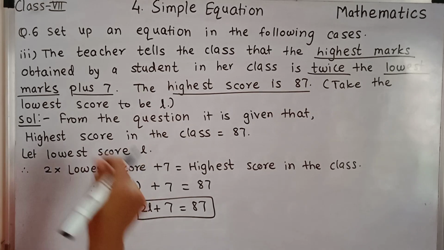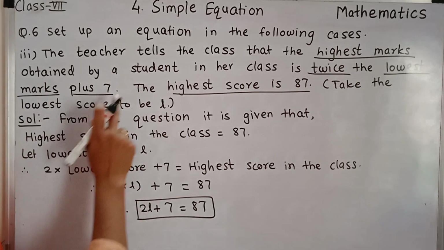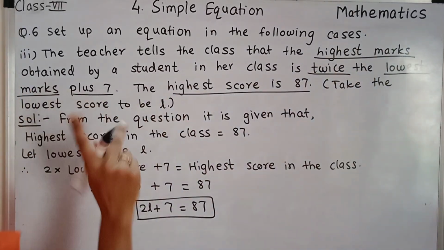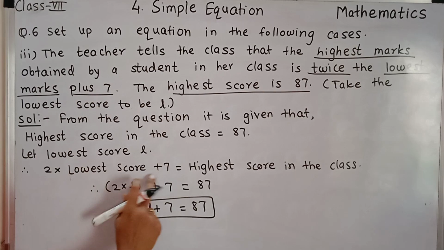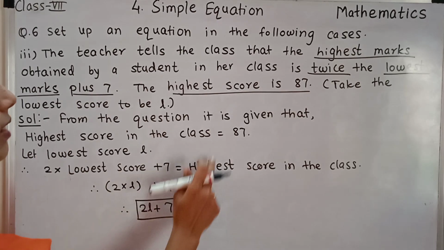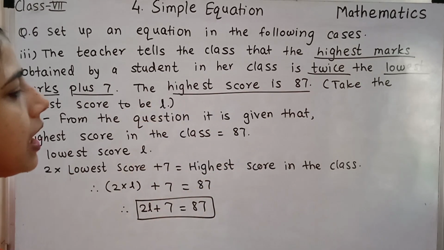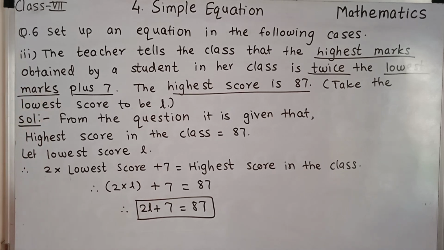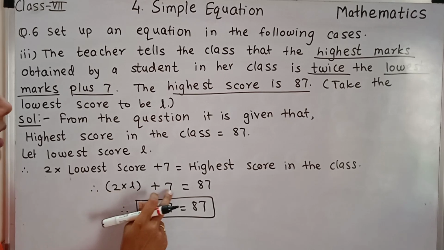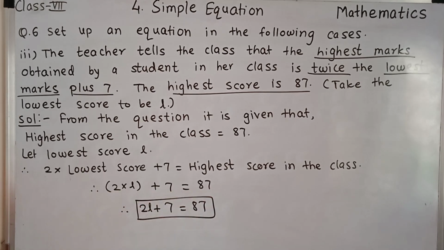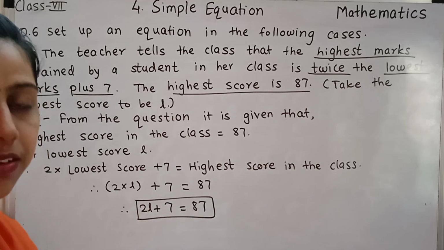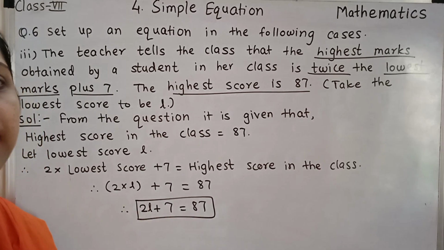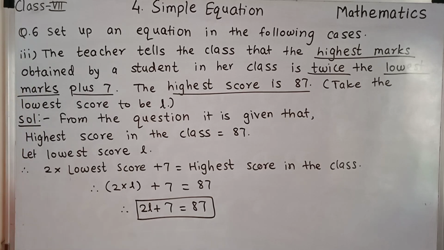Now what is the given condition? Twice the lowest marks means 2 into the lowest score plus 7, so plus 7, and the equation comes directly, equal to the highest score in the class. So 2 into the lowest score, which we have considered L, so 2 into L plus 7 equals 87. Simplify and you get 2L plus 7 equals 87. Whenever you get the final answer, always highlight your answer. Now we are done with this sum.